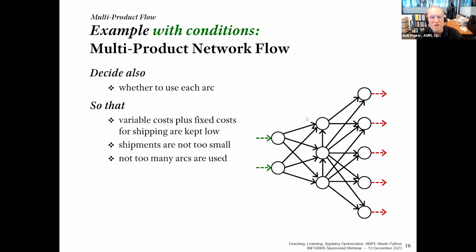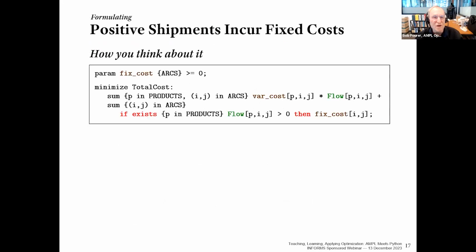So here's the same problem, but now we imagine that there are some fixed costs: if you use an arc, you incur some fixed cost. Shipments can't be too small. Not too many arcs can be used. Let's see how you would express those.